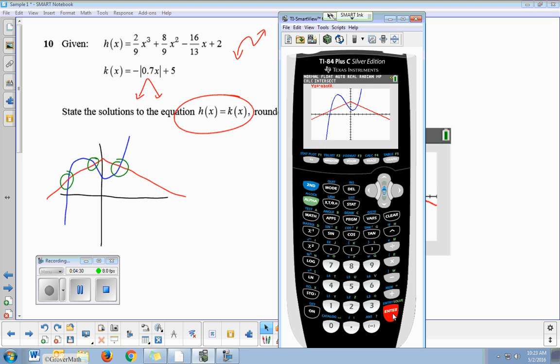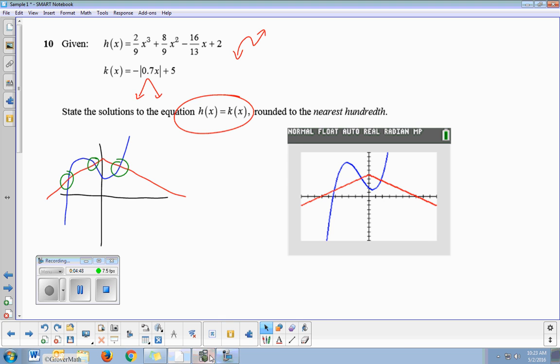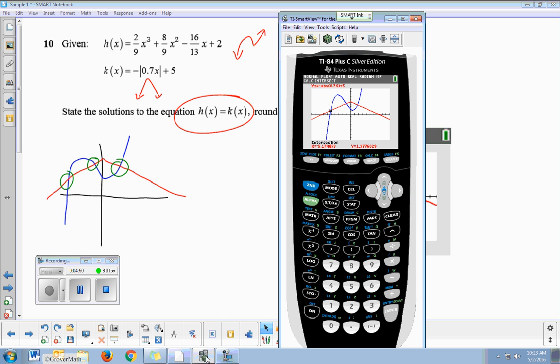And when we hit enter, it jumps to the other curve in about the same spot. Usually you don't have to move it again. You hit enter, and then enter a third time, and it'll tell you intersection down here is X is 5.17, Y is so on, so on, so on. We want our answers rounded to the nearest hundredth.